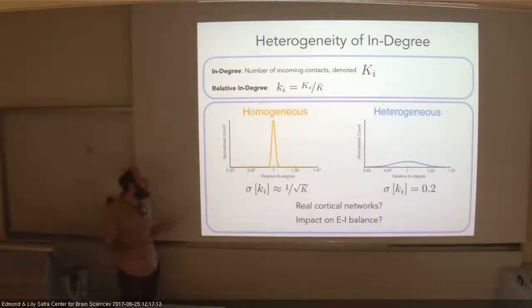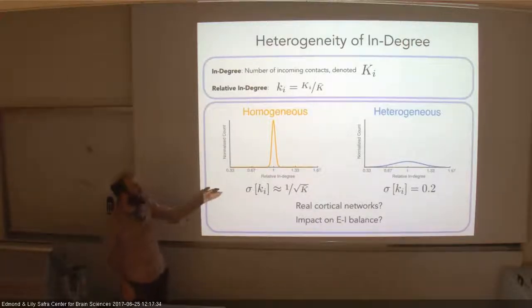And we wanted to know what would be the effect. First of all, what can we expect from real cortical networks? Can we expect that the number of inputs is really constant across the population? And secondly, what would be the impact if it's not constant? If there's significant heterogeneity, what would be the impact on the dynamics?